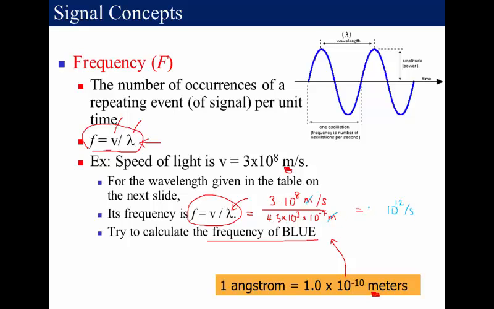I think, let's say point 7, then 0.7 times 10 to the power 12 hertz. Gigahertz is 10 to the power 9, right? And terahertz is 10 to the power 12. So what is the frequency of blue? Blue is almost 0.7 terahertz.